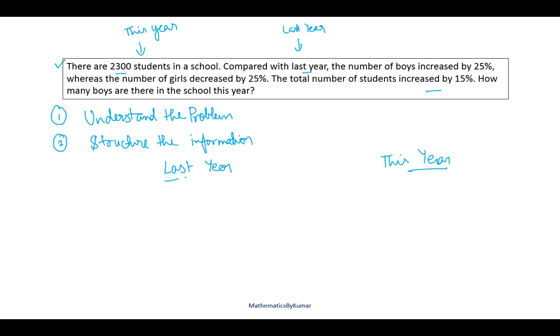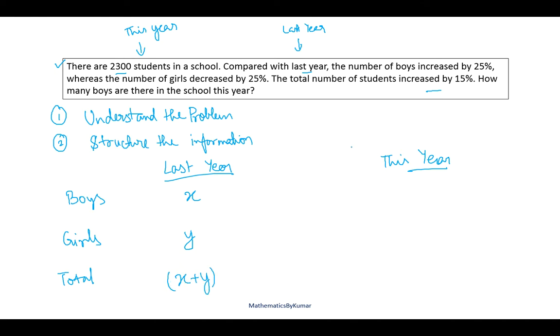Also, the information that I want to look at is the number of boys, number of girls, and the total number of students. Okay. Let me start with an assumption that there were x boys last year, and the number of girls is different. I also don't know how many students were in total last year. So let me just take another variable y. So y was the number of girls last year. So the total number of students is just x plus y.